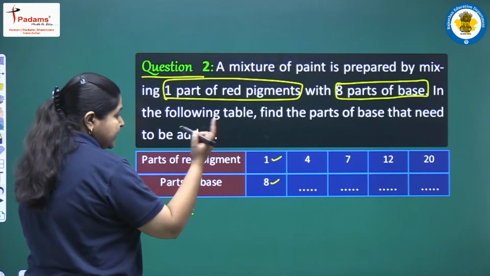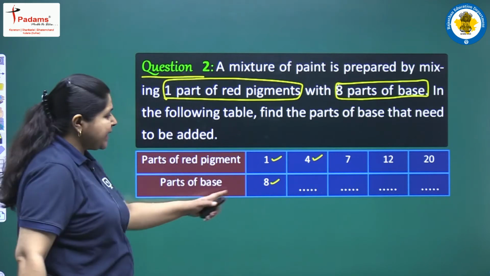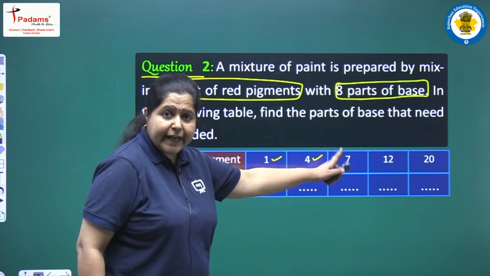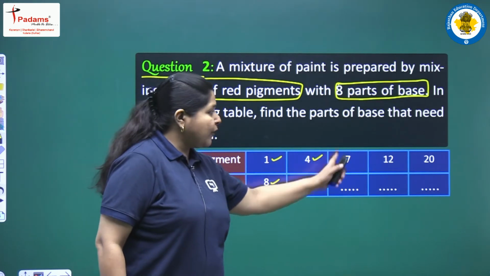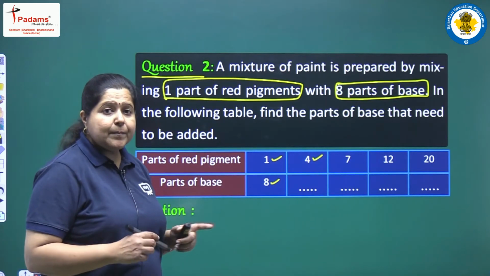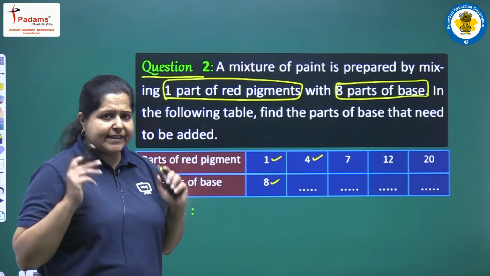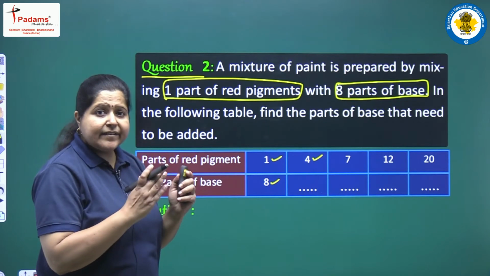Now if the red pigment is taken 4 parts, then how many parts of base should be added? Similarly, for 7 parts of red pigment, how many parts of base should be taken? And similarly, for 12 and 20 parts of red pigment, how many parts of base should be added? This is the question.